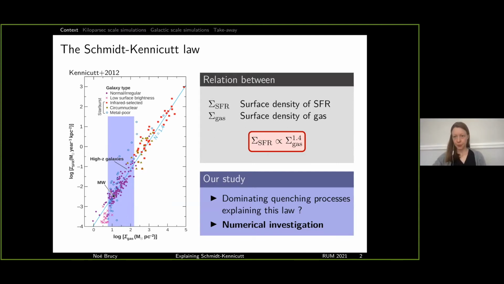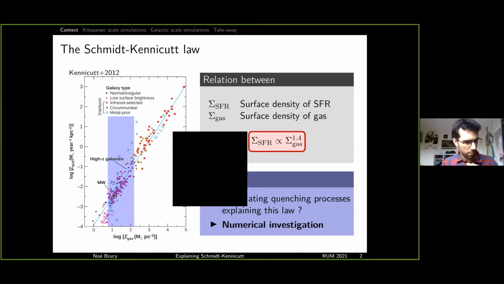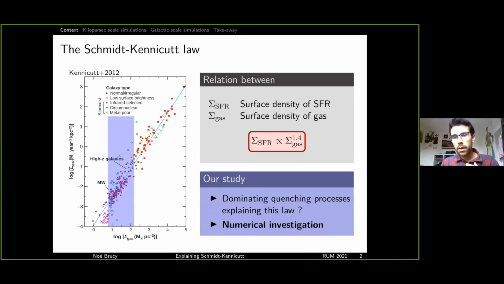We ran a numerical simulation at both the kiloparsec scale and the galactic scale.